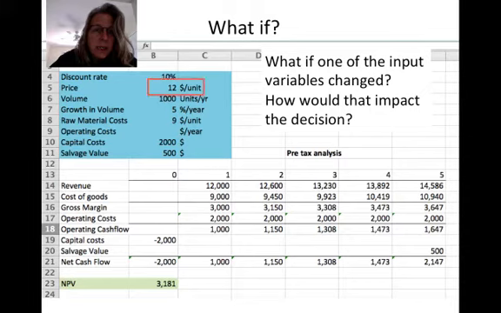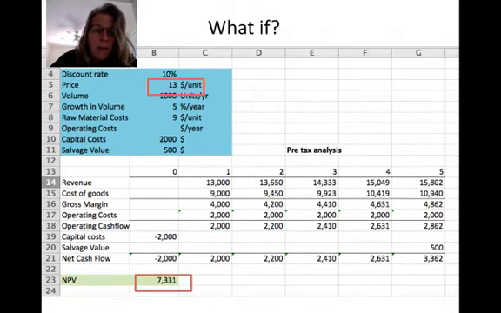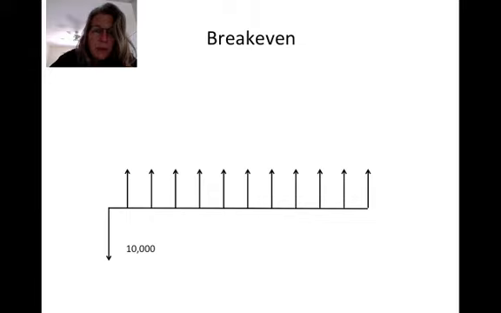For instance, we're going to look at the price. When the price is $12, the net present value of this project is $3,181. That's what we got when we did this calculation. But what if the price changed to $13? What will that do? It actually increases the NPV. So that's a what-if analysis: what if the values change?